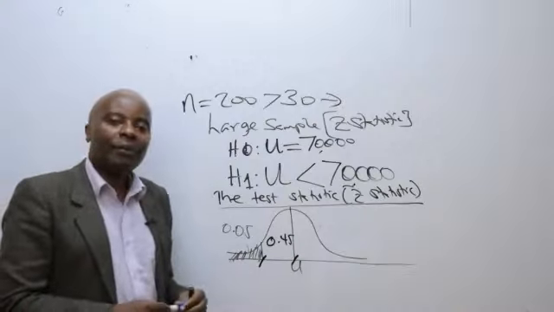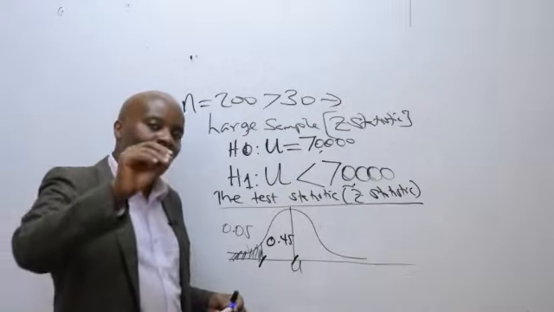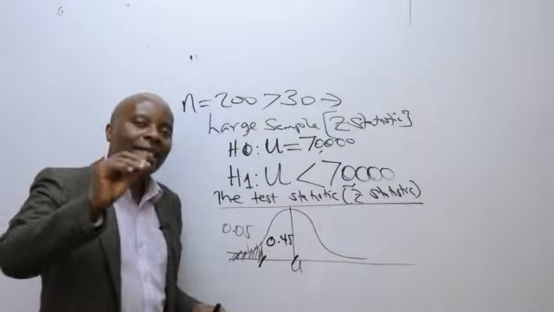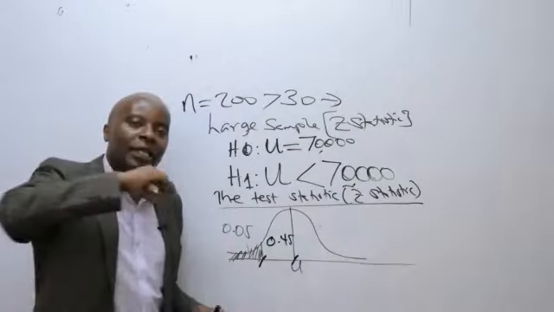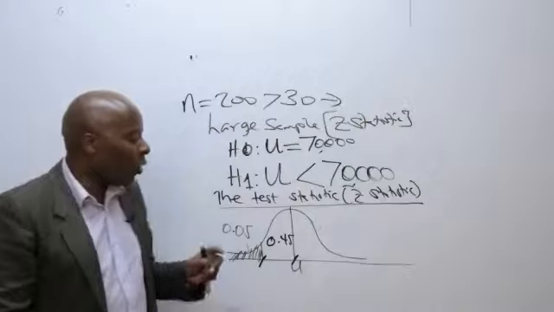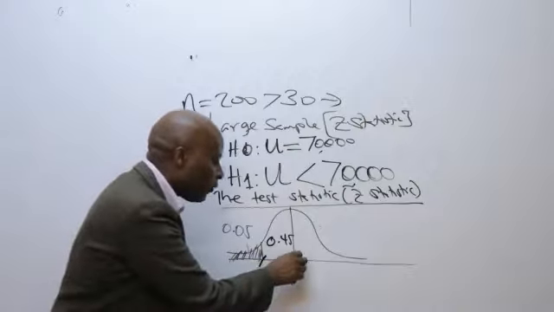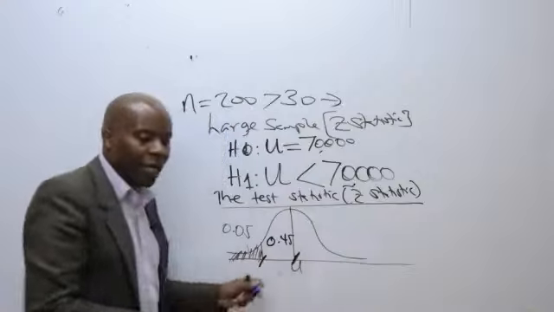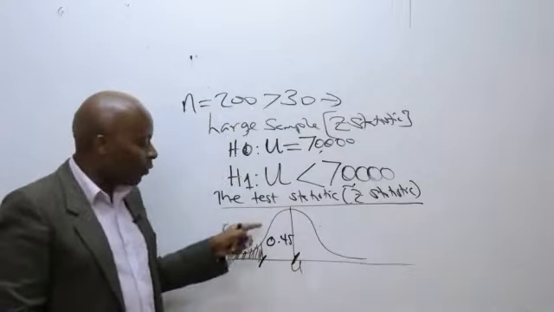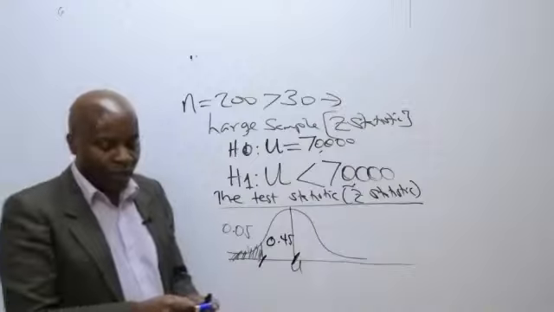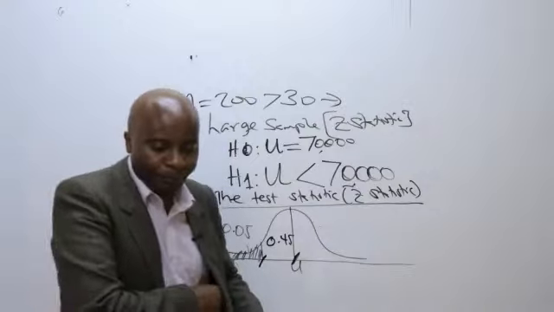Now, ladies and gentlemen, remember our work in hypothesis testing regarding this Z statistic. Our work now will be to go to the table and read the area from the mean. This 0.45, please look for it.